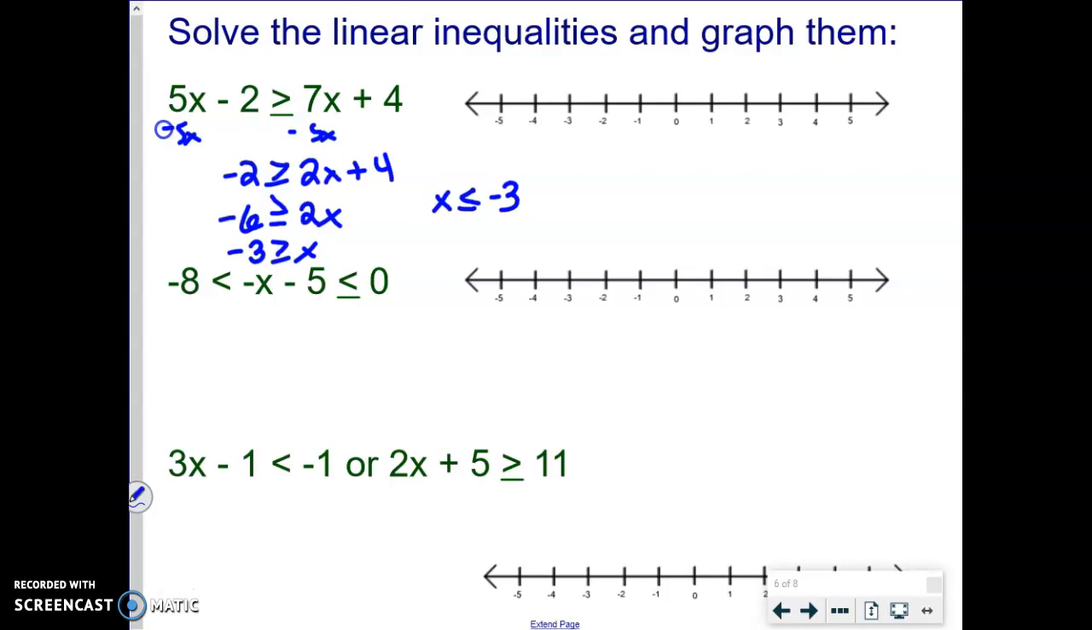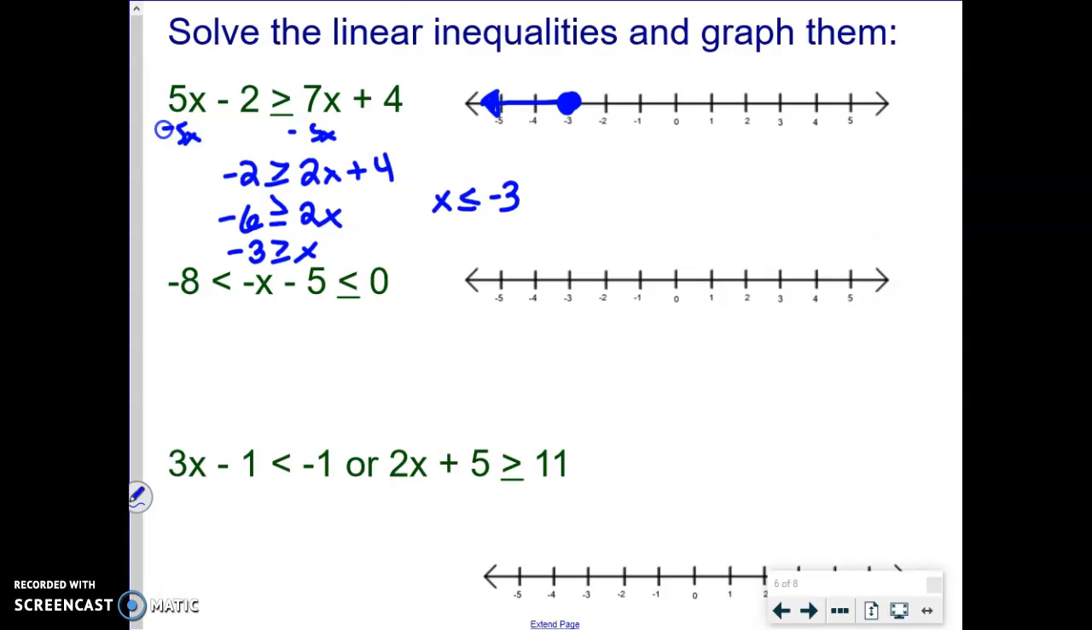Okay, if you solved it the opposite way too, where you brought that negative 7 over to this side, you just end up having to flip your sign and you should get x is less than or equal to negative 3. So here I'm going to put a closed circle on negative 3 and an arrow to the left to signify all my solutions.